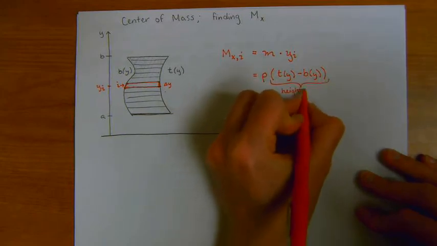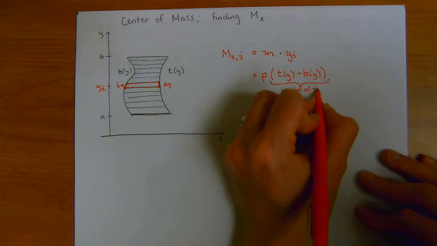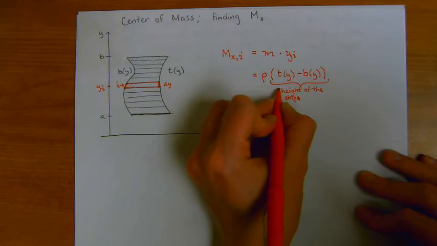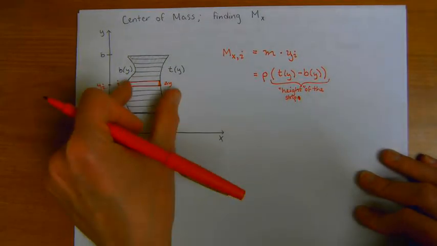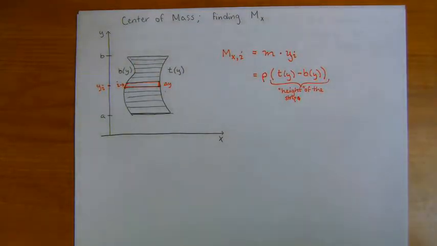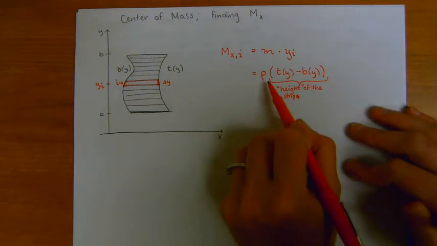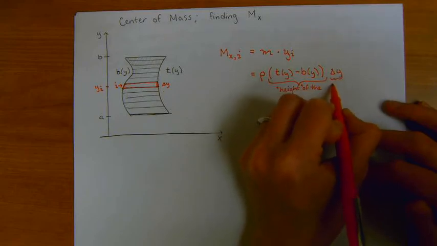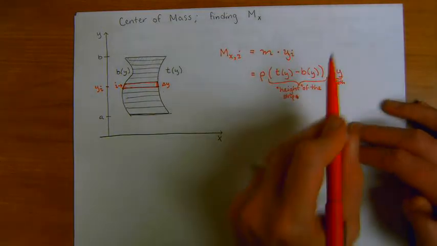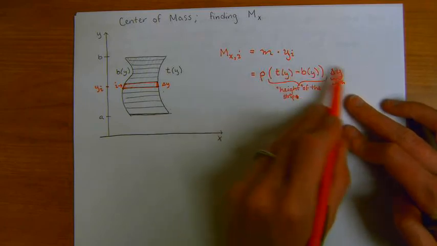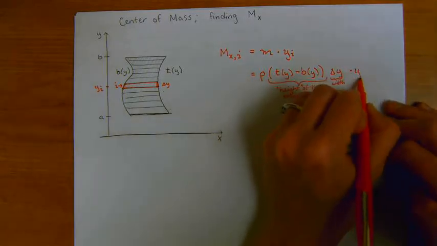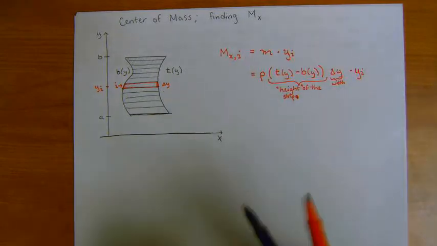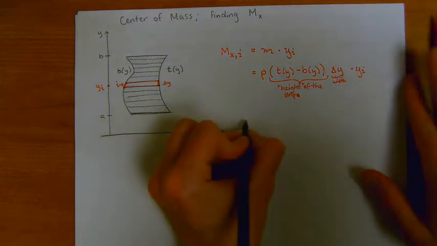So this is the height of the strip. And I say height sort of in quotes because the height is lying on its side. You know, I still have a really x-first perspective. The height of the strip times the width of the strip, which is delta y. And so that's the mass of the object, and I need to multiply that by y sub i. And we're going to sum up all of these over the entire interval, and it gives us this integral.